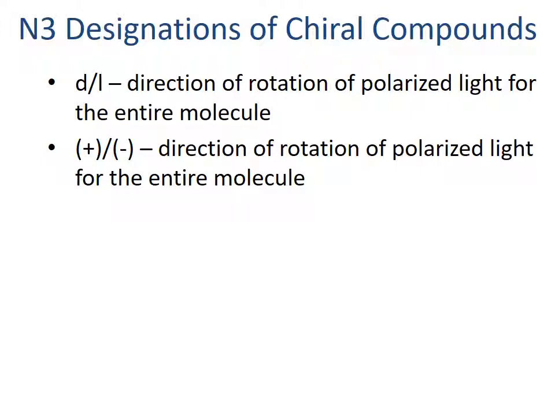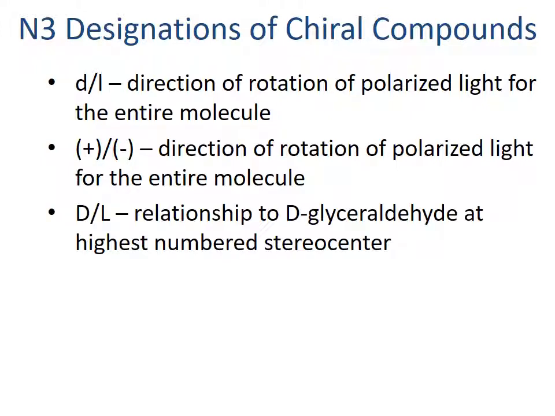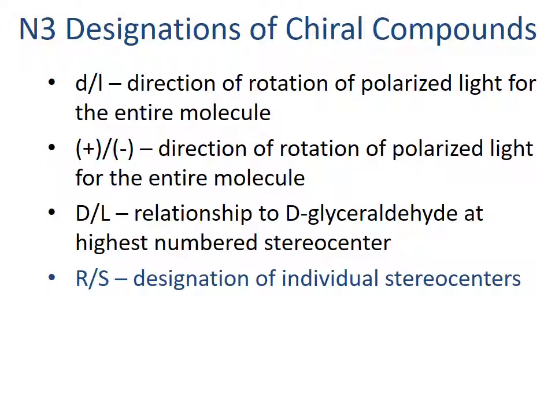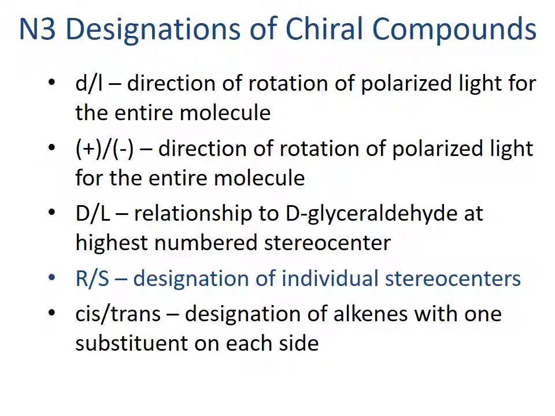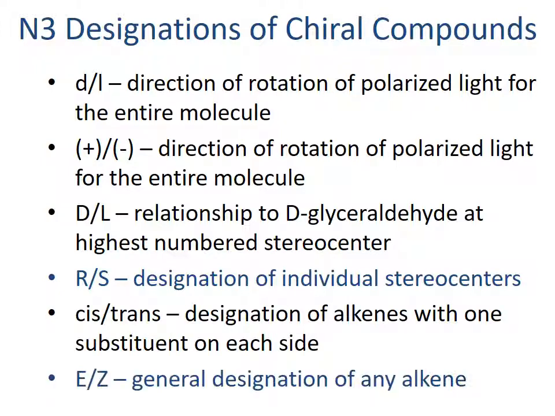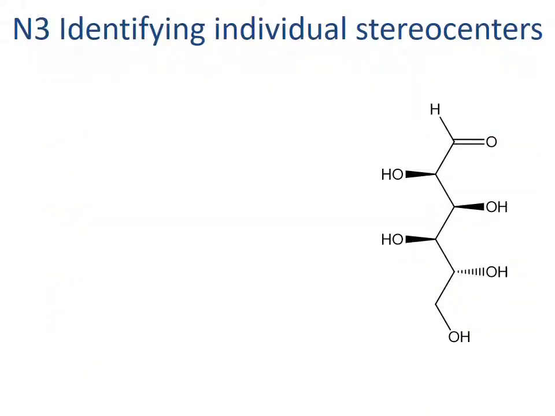One method that we already have used is the capital D and L to talk about stereochemistry at the highest numbered stereocenter as it relates to D-glyceraldehyde. In this chapter, we will also be introducing a way to designate chirality at individual stereocenters using the special descriptor R and S. We will also take the cis and trans designation that we use for simple alkenes and generalize it so that it works for all of our alkenes, even if they are tri or tetra substituted.